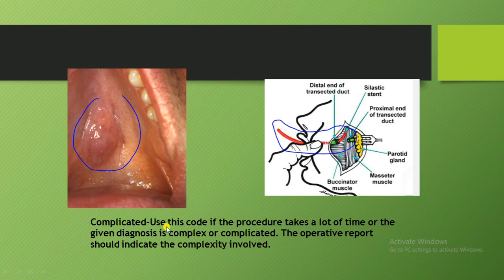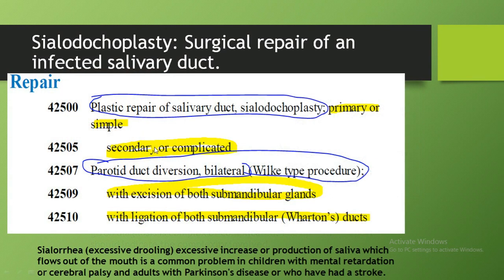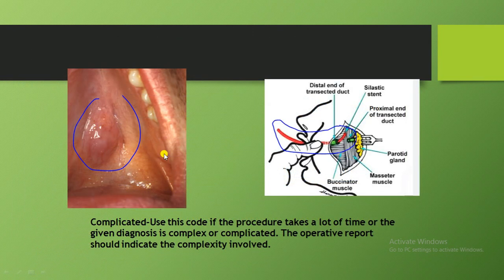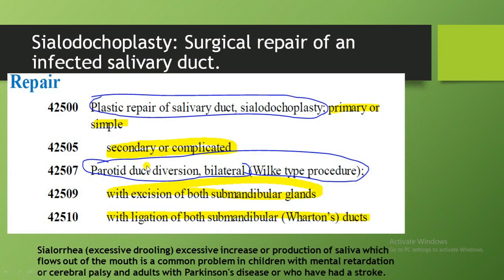But when do we consider it complicated? When the procedure is taking a lot of time, or the diagnosis is a very complicated diagnosis. In those cases, we have to consider it a complicated repair. And also the operative report will be there, right? They should mention the complexity also.